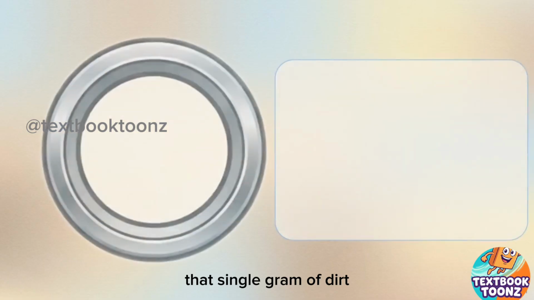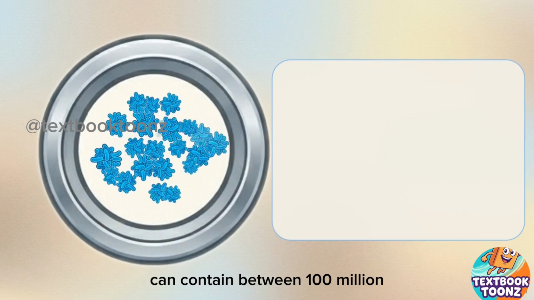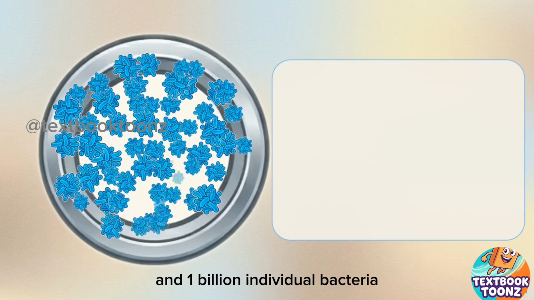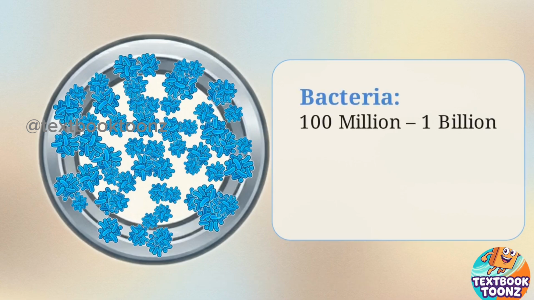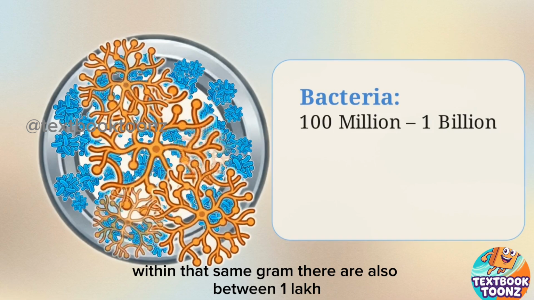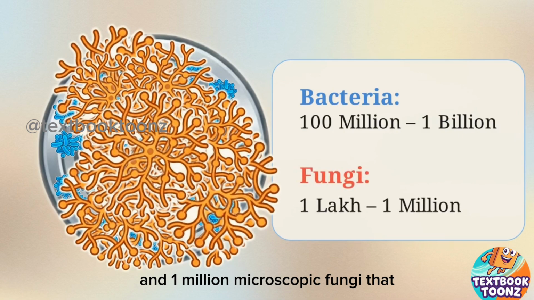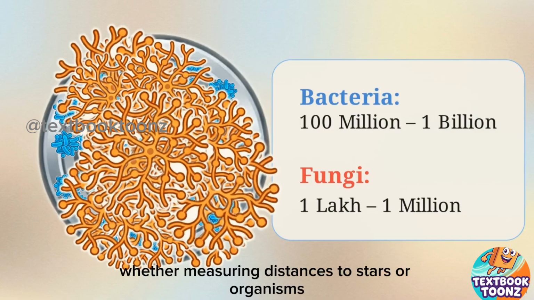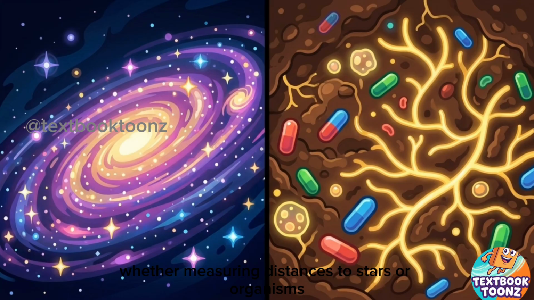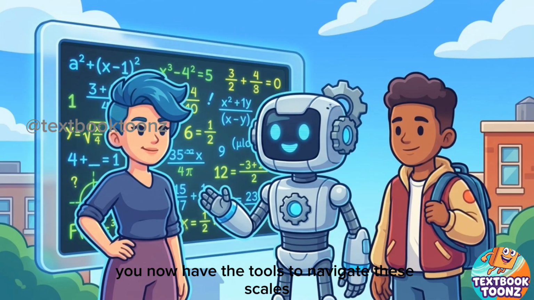That single gram of dirt can contain between 100 million and 1 billion individual bacteria. Within that same gram, there are also between 1 lakh and 1 million microscopic fungi that support plant growth. Whether measuring distances to stars or organisms in a handful of soil, large numbers provide the scale for our universe. You now have the tools to navigate these scales, from predicting product lengths to division shortcuts.